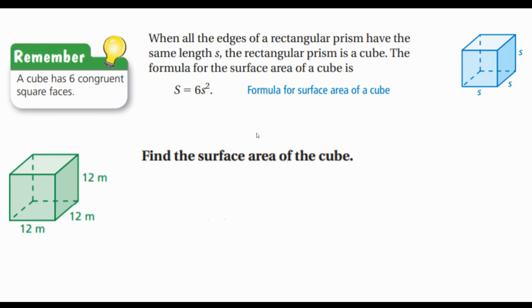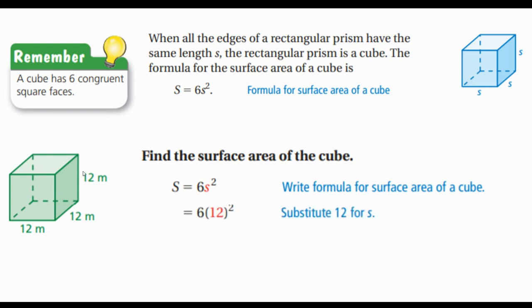So what we're going to do is go through a couple examples and find the surface area of those. Our first example here, we have a cube with side lengths of 12 meters. You see all side lengths are 12 meters. So first thing we've got to do is use the formula for surface area of a cube. So that's S equals 6 times S squared, where S is that side length. Substitute in what we know, so substitute in our side length, which is 12.